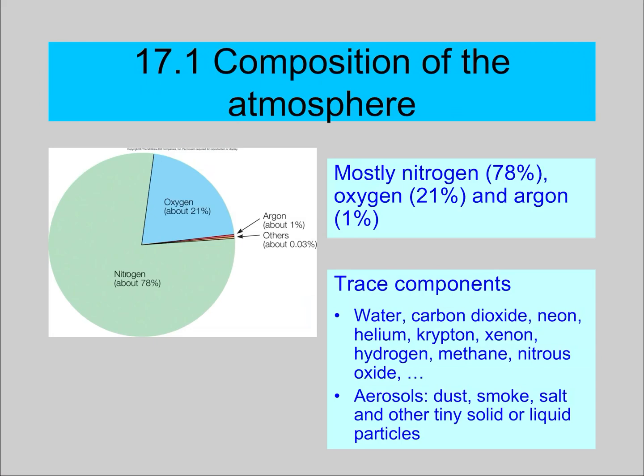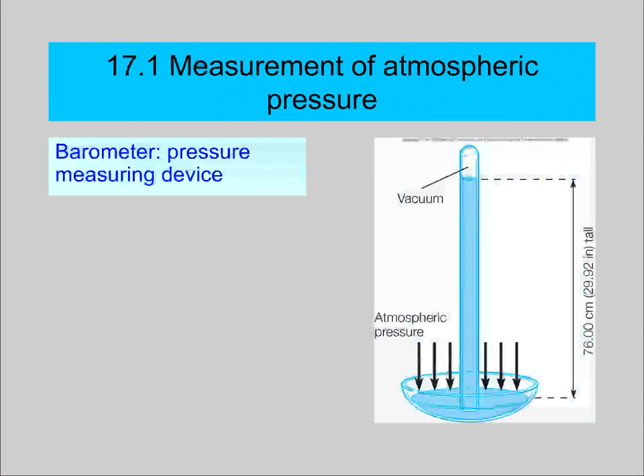So water, which is like our clouds, carbon dioxide, neon, helium, krypton, xenon, hydrogen, methane, nitrous oxide, as well as what's called aerosols, which include dust, smoke, salt, and other tiny solid or liquid particles. Sometimes dust and smoke are also called pollutants, and those are aerosols. They're particles that are suspended up in air.